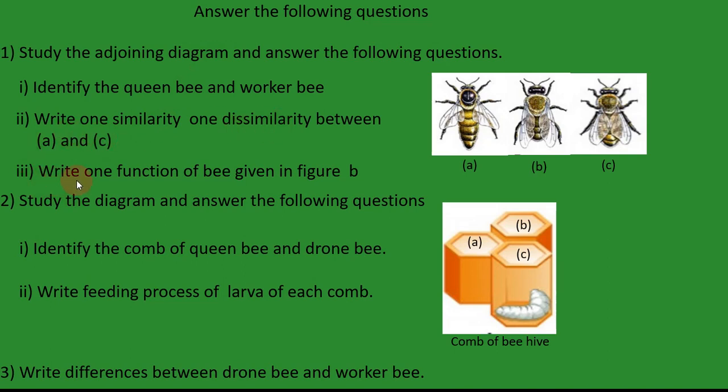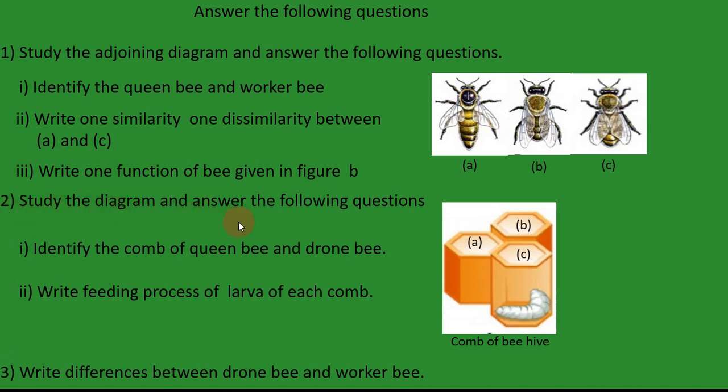Now write one function of the bee given in figure B. The bee is a drone bee, so one function or role of this bee is taking part in the nuptial flight, and protecting the beehive during the winter season. Now next, question 2.